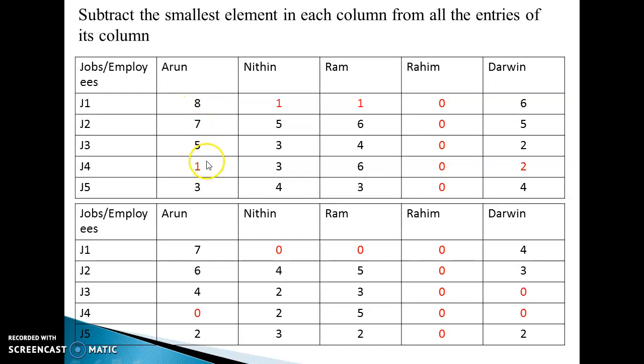That is 8 minus 1, 7 minus 1, 5 minus 1, 1 minus 1, 3 minus 1. 1 minus 1, 5 minus 1, 3 minus 1, 3 minus 1, 4 minus 1. 1 minus 1, 6 minus 1, 4 minus 1, 6 minus 1, 3 minus 1. Like that we repeat it for the other two columns.